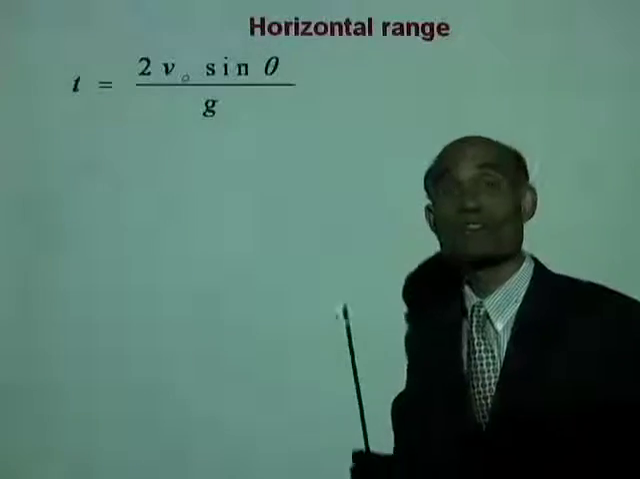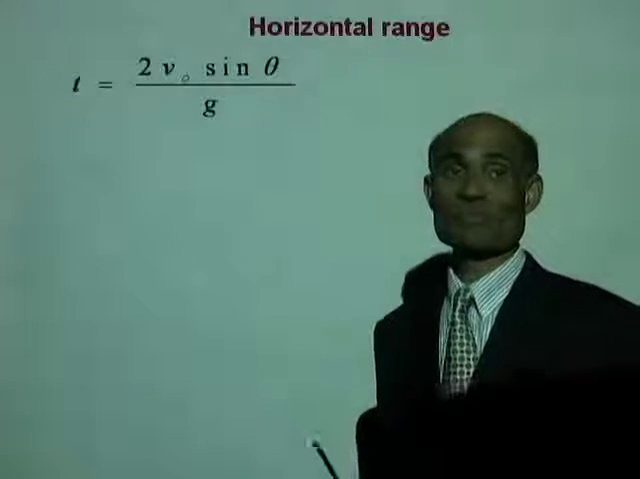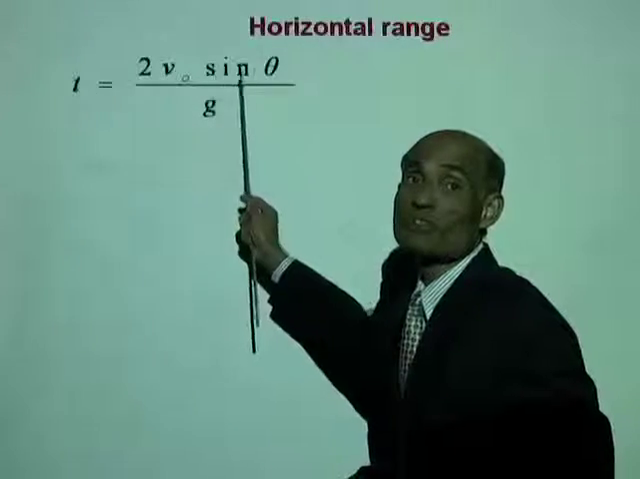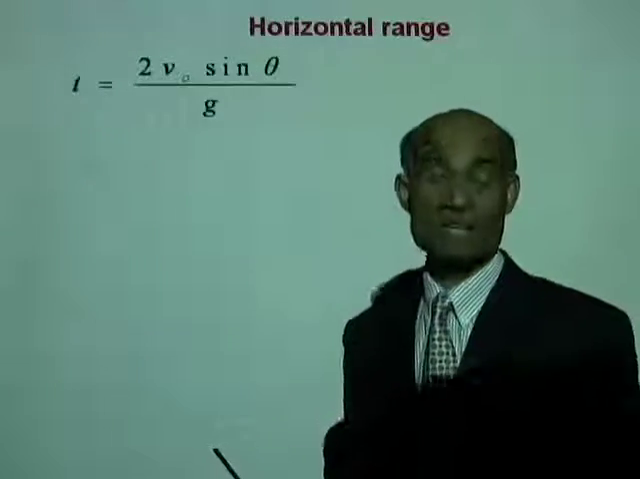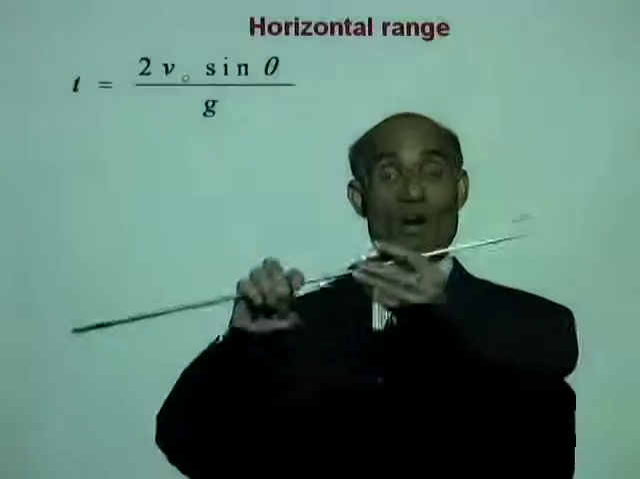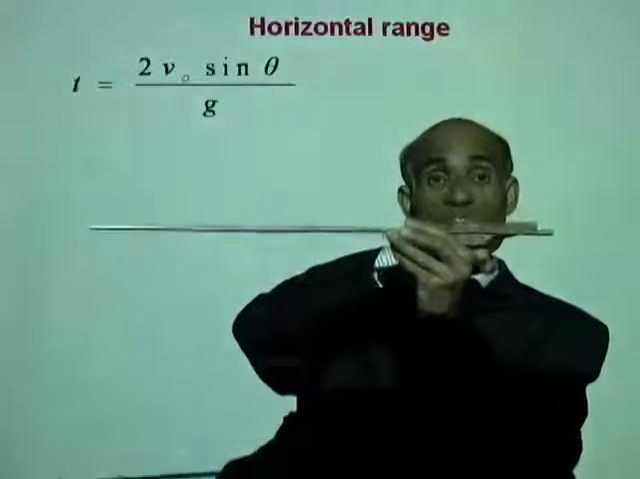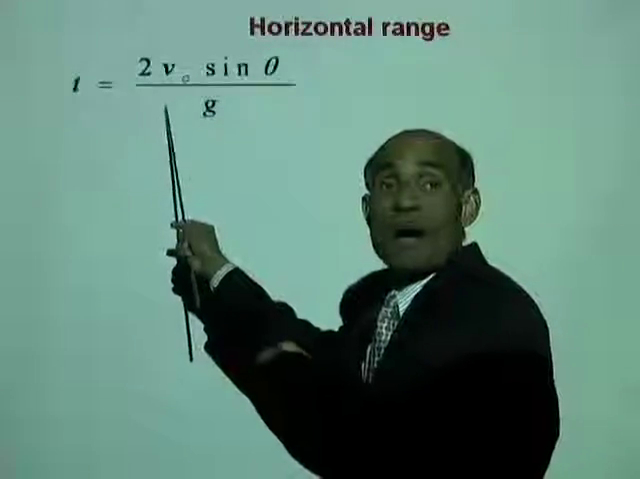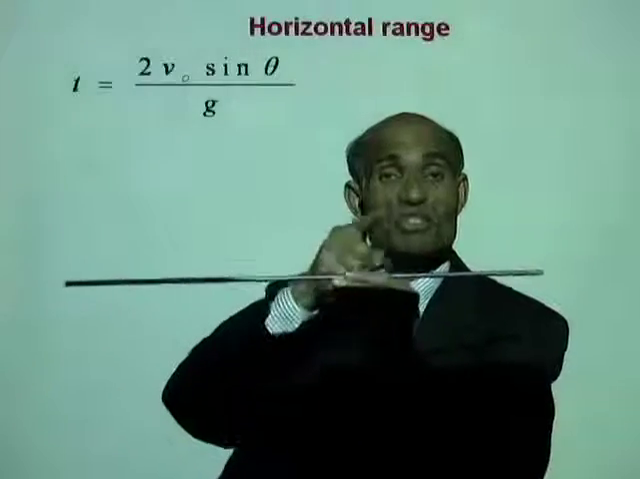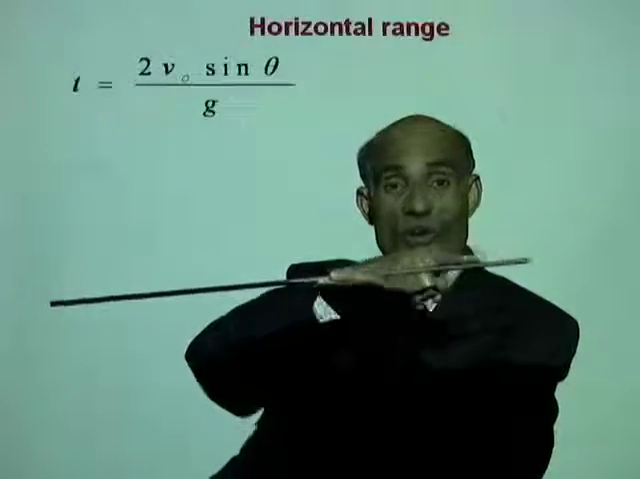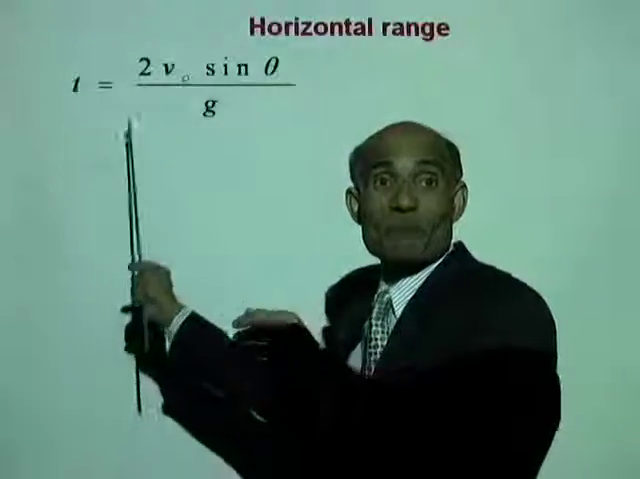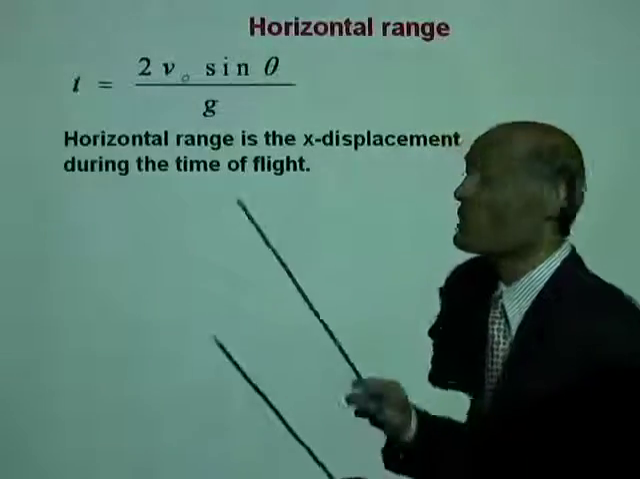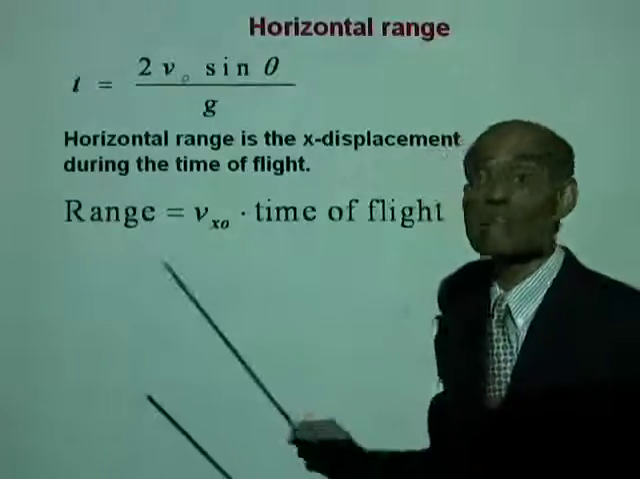Let's now obtain an equation for the horizontal range. Well, this is the time of flight, t equal to 2V0 sin theta divided by g, and we had discussed this earlier. Horizontal range is the horizontal distance covered by the projectile during this time. And the horizontal distance x equals the horizontal velocity multiplied by the time, isn't it? Okay. So horizontal range is the x displacement during this time.